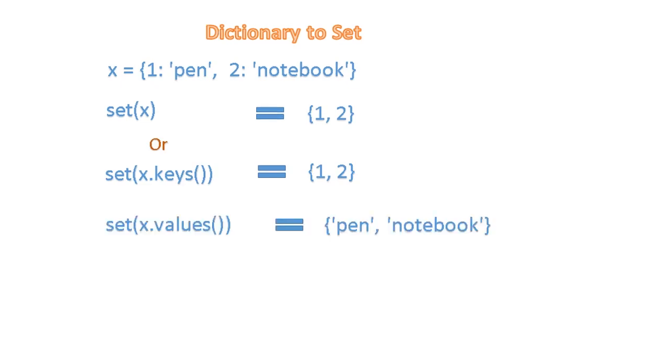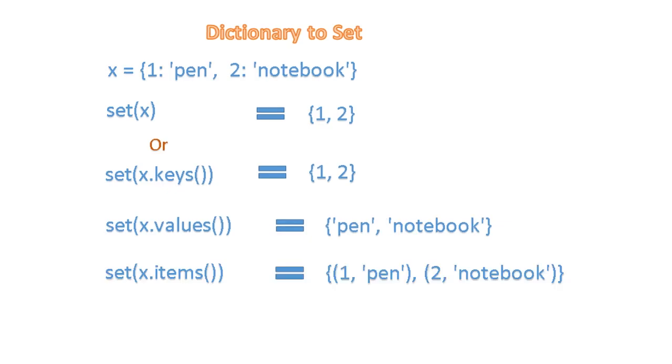In next example, we are using a function called values. This example specifically takes values as set items. In next example, we are using a function called items. The output will be a set of tuples. Each tuple will have key and value data.